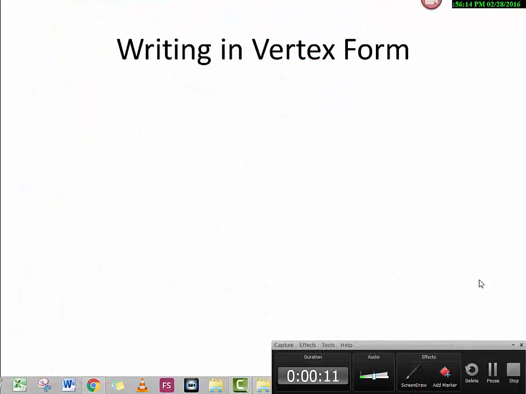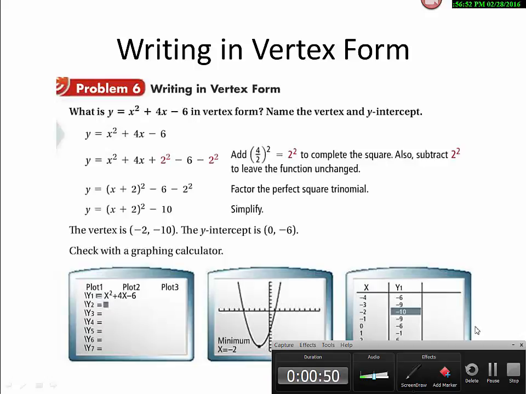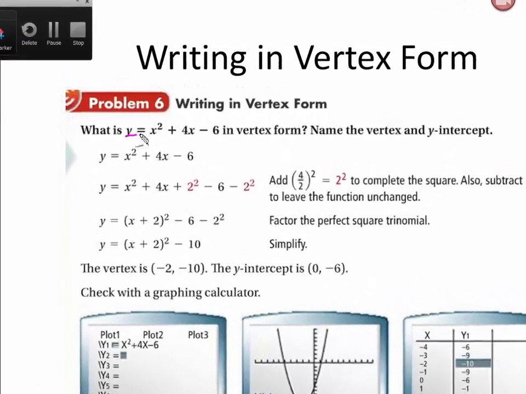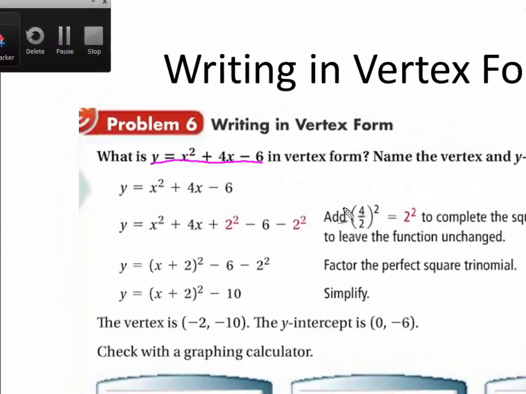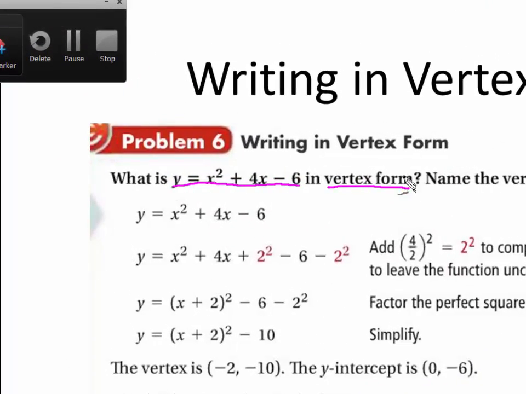Another important function of learning completing the square is to convert the standard form of a quadratic equation to vertex form. The reason we do that is because it's easier for us to graph a quadratic equation in vertex form instead of standard form. So let's learn how to do that. Here's an example. We are going to convert this standard form to a vertex form.